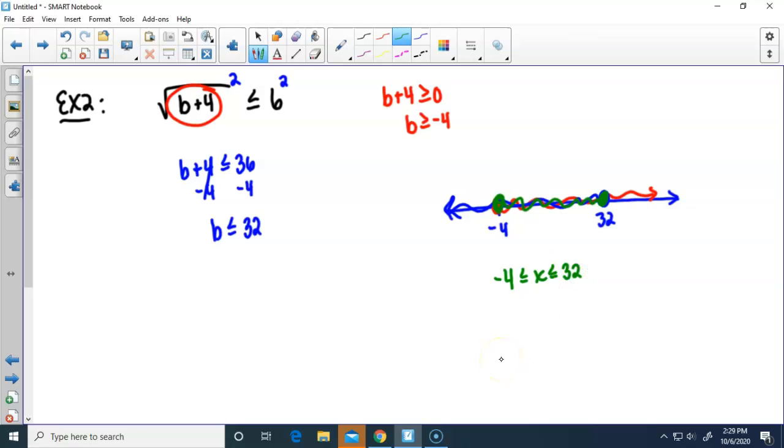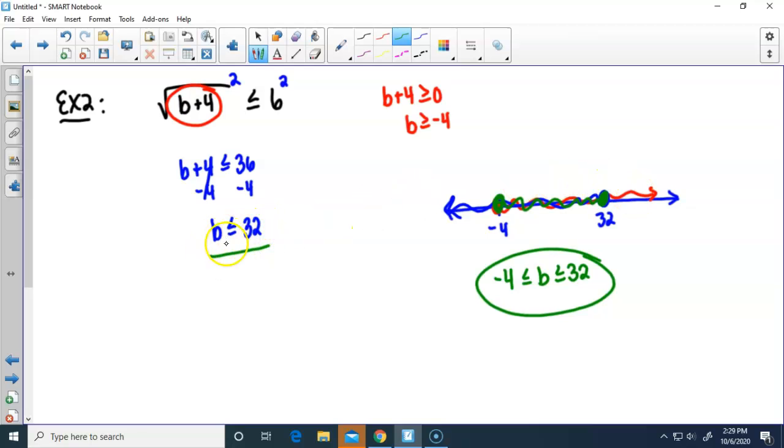That's probably how you're going to see the answer written, at least in the book. Actually, it won't have an x there because this variable here was a b, so it'll be less than or equal to b less than or equal to 32. You might see it with interval notation, but I think this is probably what you're going to be looking at.